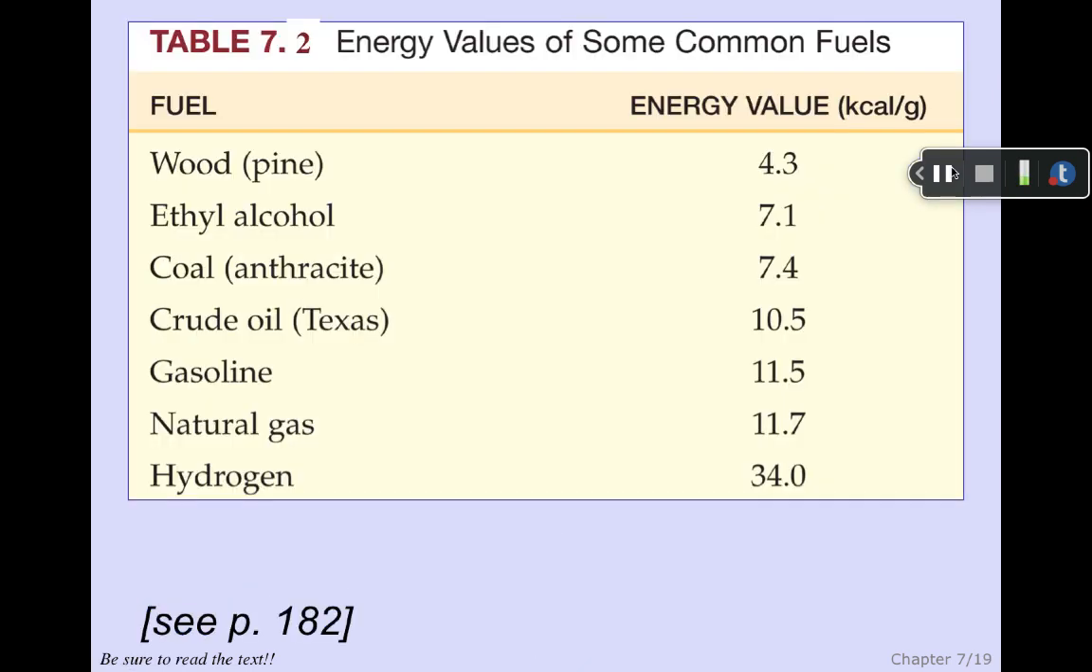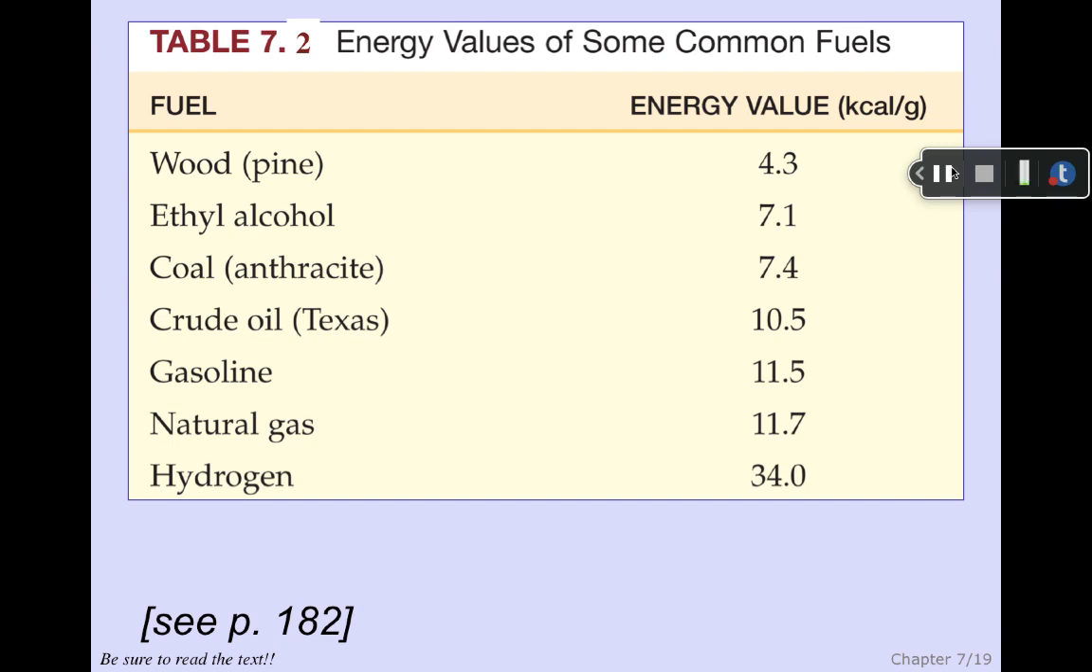Now, this relates to energy values of fuels, just for your information. It's kind of interesting to think about the comparisons here. If you wanted to figure out the most efficient fuel to use, you could look at these energy values in terms of kilocalories per gram of the fuel. Well, let's see, what do we mostly use? Do we use wood? Do we use alcohol? Do we use coal or crude oil or gasoline or hydrogen? Well, we use natural gas, we use gasoline, sometimes we use wood. But obviously, the natural gas and gasoline are pretty good compared to wood.